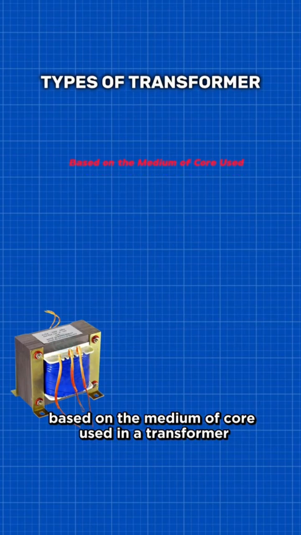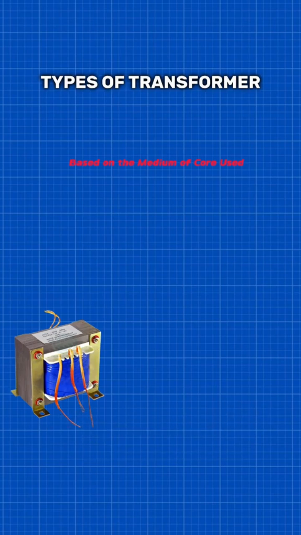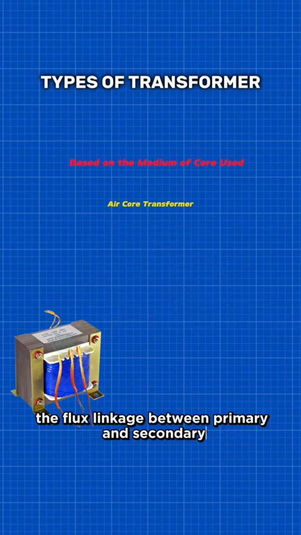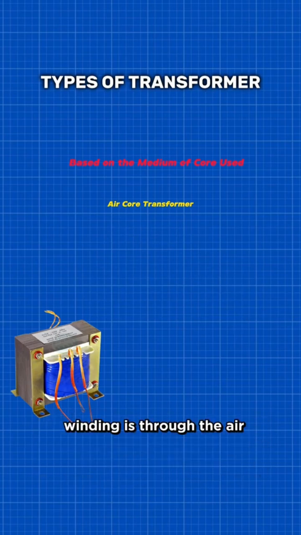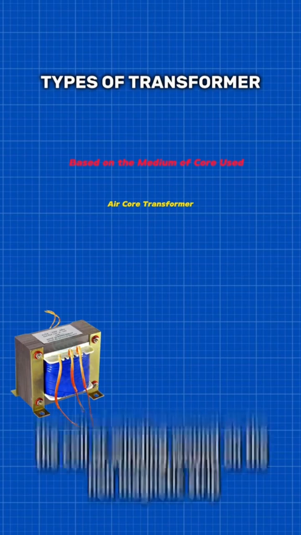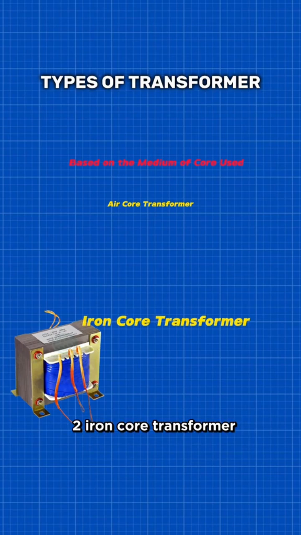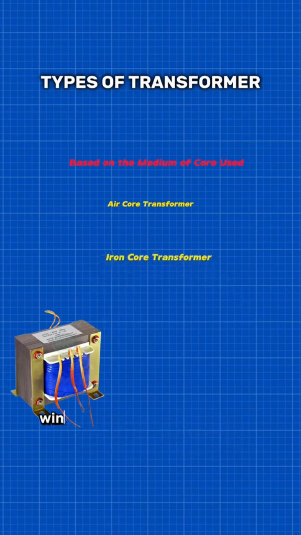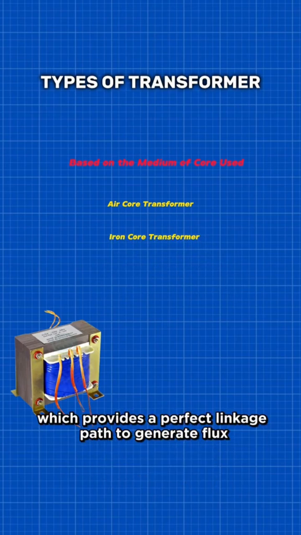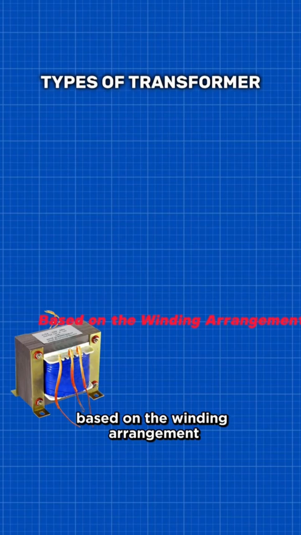Based on the medium of core used, in a transformer we will find different types of cores. 1. Air core transformer. The flux linkage between primary and secondary winding is through the air. The coil or winding is wound on a non-magnetic strip. 2. Iron core transformer. Windings are wound on multiple iron plates stacked together, which provides a perfect linkage path to generate flux.